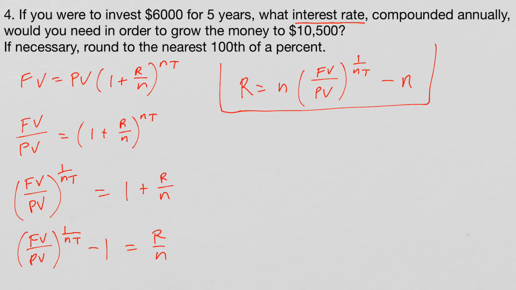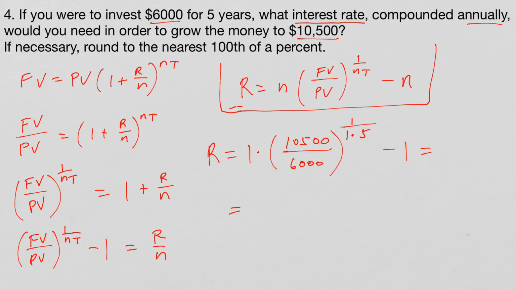I'm going to use this later whenever I have to solve for r. So in this case, I have r is equal to, now n is compounded annually, so that's 1. Normally you don't have to write that. It's going to grow to this amount, so that's our future value. We started at this, so that's our present value. 1 over, 1 is n, t is, where am I, 5 years, minus n, which is 1. So let's try this.